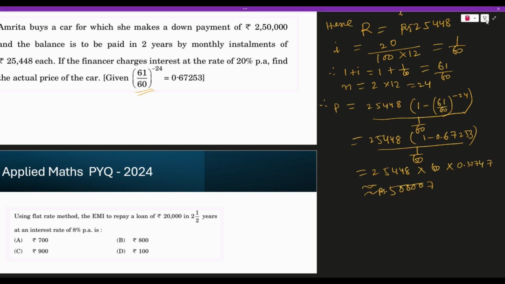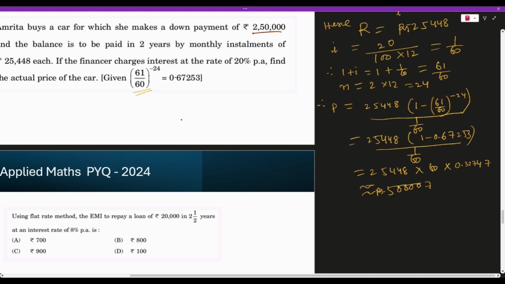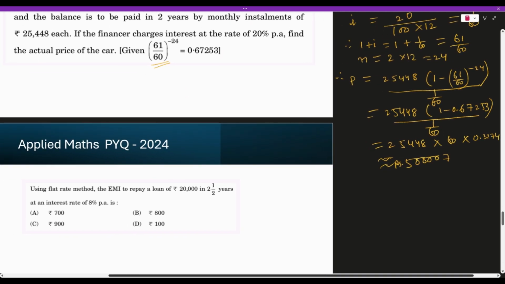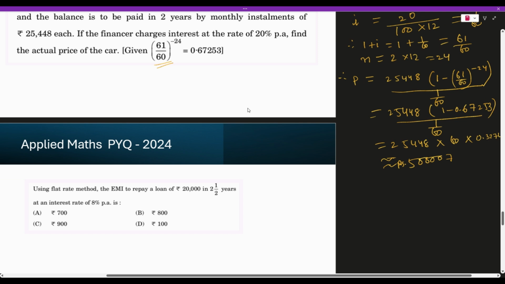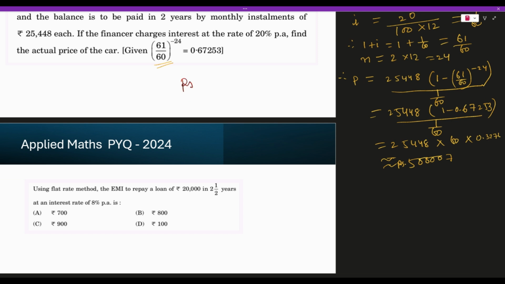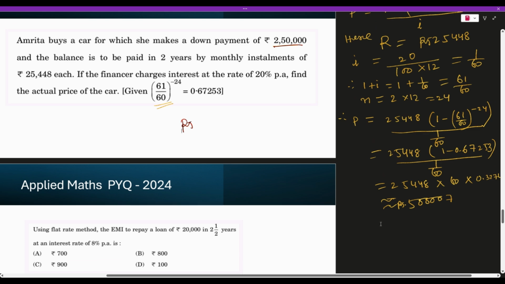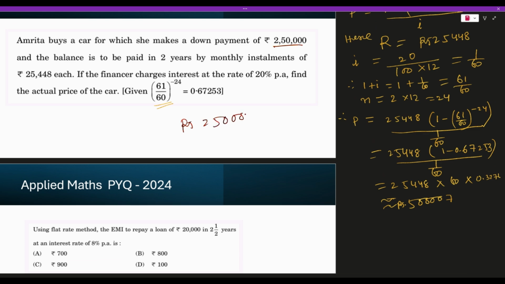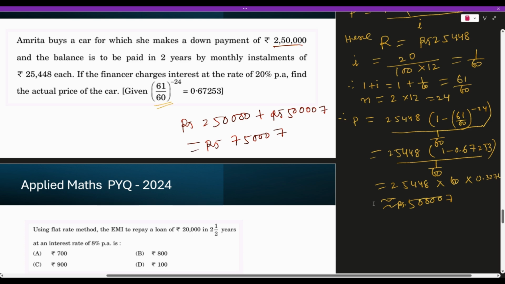So what is the actual price? How much down payment has she done? She has done 2,50,000 down payment. You have to keep this thing in your mind. So how much did she actually pay? I mean, the question is that only. Question is, if the financier charges interest, find the actual price of the car. So this will be rupees 2,50,000, that down payment, plus this thing. So this is going to be in my calculation. Please check it once more and inform me in the comment box whether I have gone wrong or right. Okay? Go for next one.